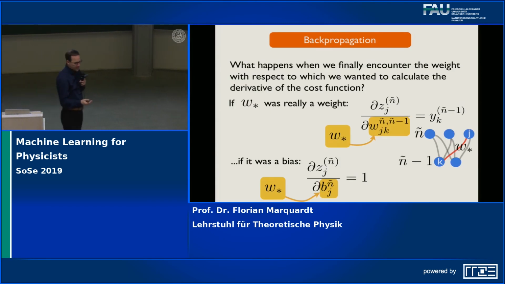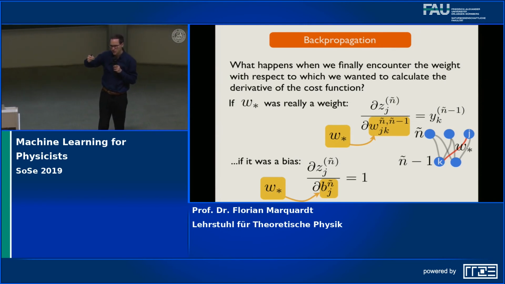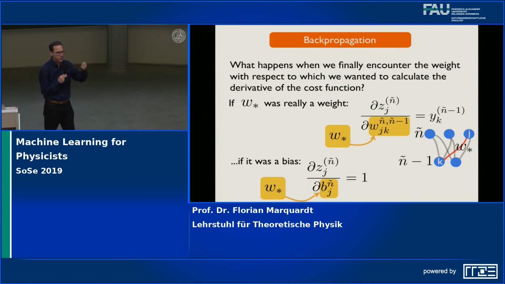So this is almost everything. This is the most crucial point, that repeated application of the chain rule gives you this very nice structure of repeated matrix multiplications that can be done very efficiently. But of course, at some point, this procedure has to stop, because at some point, you will encounter the actual layer-to-layer connection that has the weight with respect to which you wanted to do the gradient. And so what happens then is actually also not very difficult.